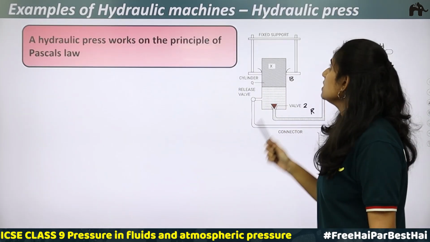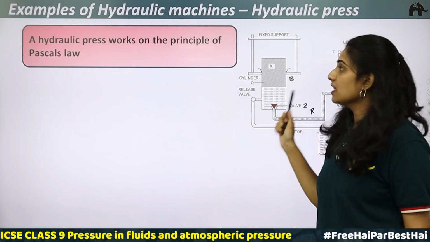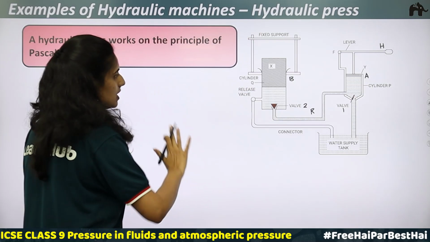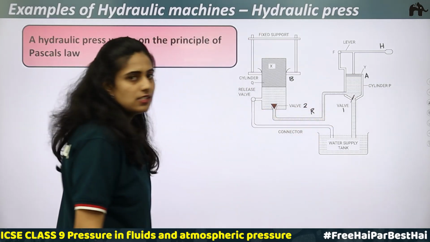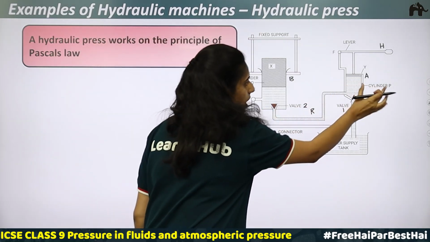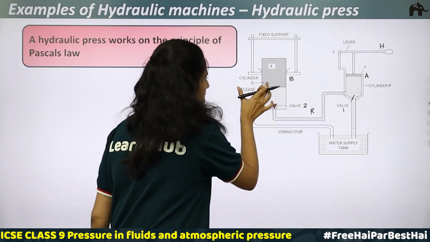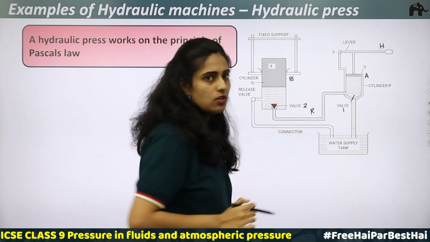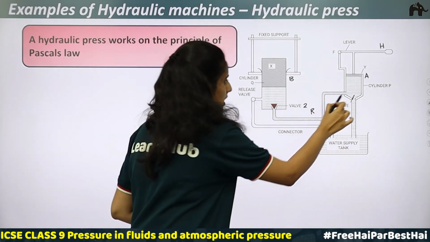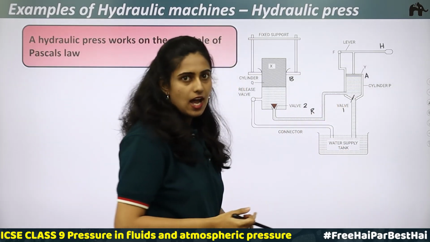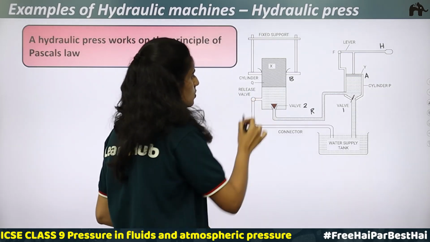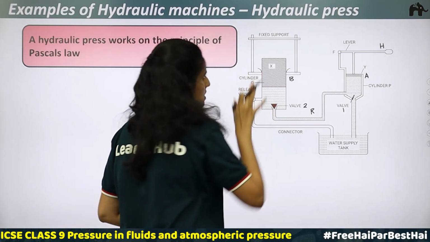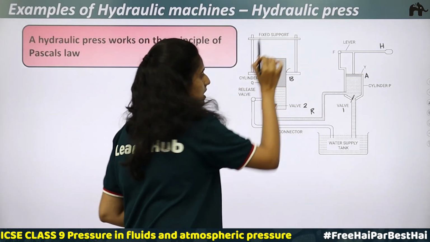Examples of hydraulic machines, we are going to discuss about hydraulic press. The hydraulic press works on the principle of Pascal's law. So here you can see this is how a hydraulic press looks like. The important parts, you have a cylinder P, then you have a cylinder Q. Here you have valve 1, this is valve 2, water supply tank, there is a connecting pipe which we call as R. You have a release valve which will be connected to the reservoir. Then you have pistons, piston A and piston B, a fixed support.